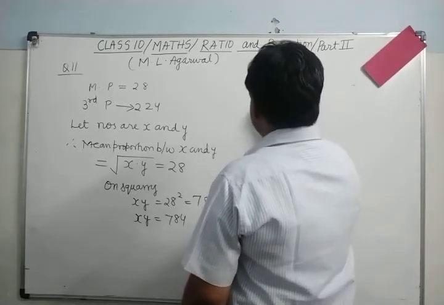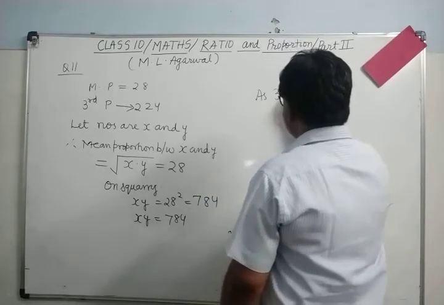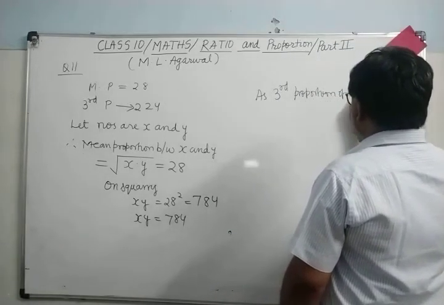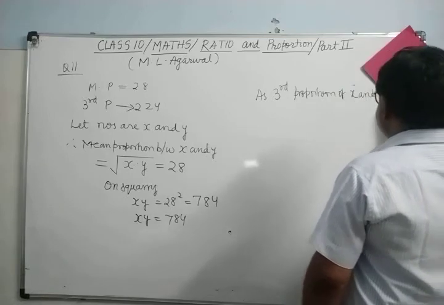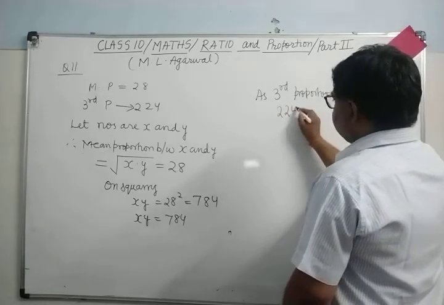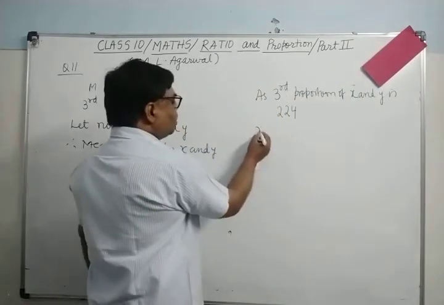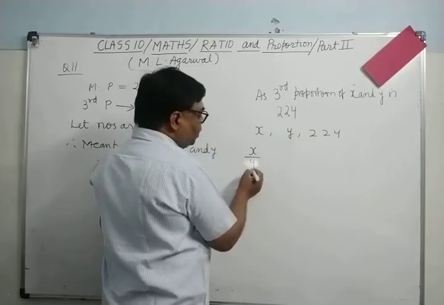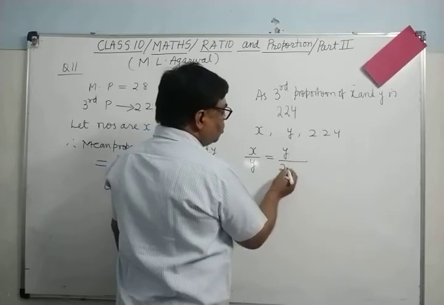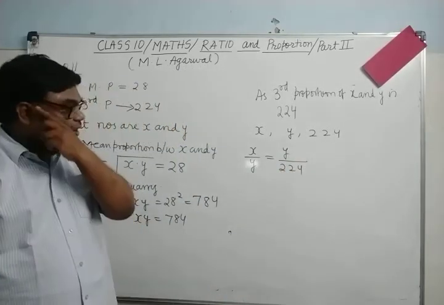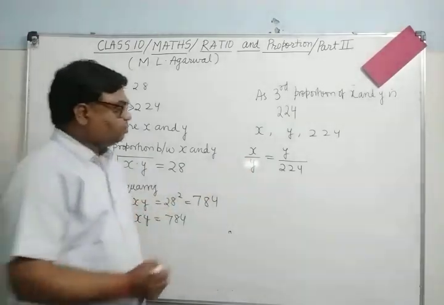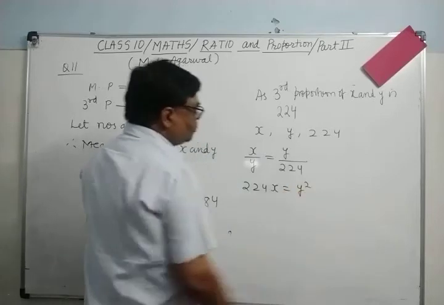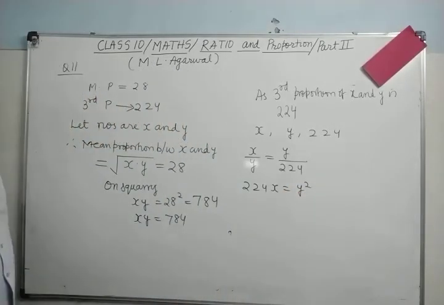The third proportion of x and y is 224. X, y, 224. It means x upon y equals y upon 224. It's clear? X upon y equals y upon 224. You cross multiply. So 224 x equals y square.